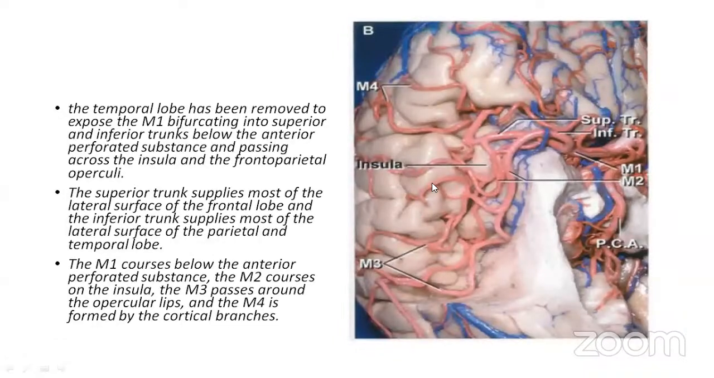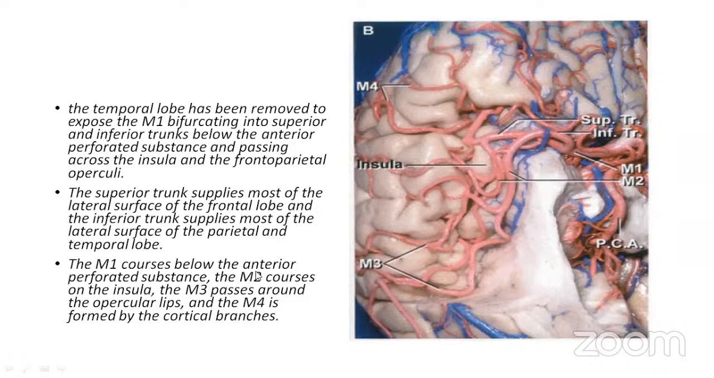Now here in this diagram, the temporal lobe has been removed to expose the M1 bifurcating into superior and inferior trunks. You could see in this diagram that this was M1 arising from the ICA, and here it is dividing into a superior trunk and an inferior trunk. This is the superior trunk and this one is the inferior trunk. Both of these trunks would be related to the insula of the brain, and this is forming the insular segment or the M2. They would come ahead and would be related to the M3, the opercular segment of the brain. The superior trunk, as we already studied, would be supplying most of the frontal lobe, and the inferior trunk would be supplying most of the temporoparietal lobe.